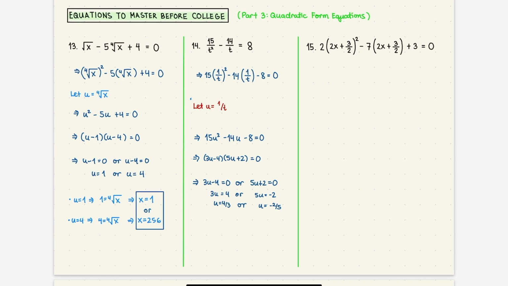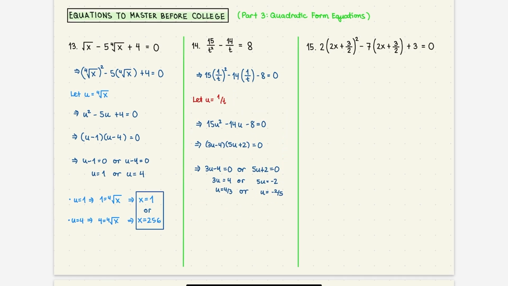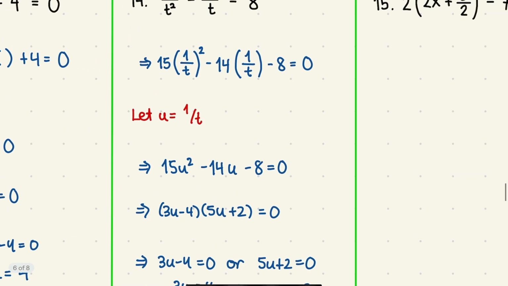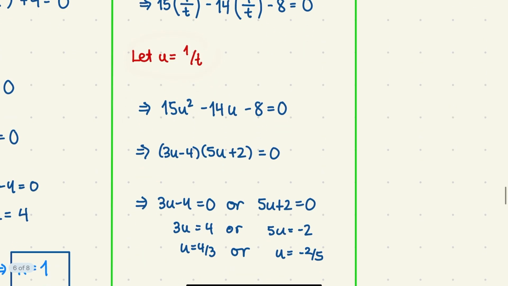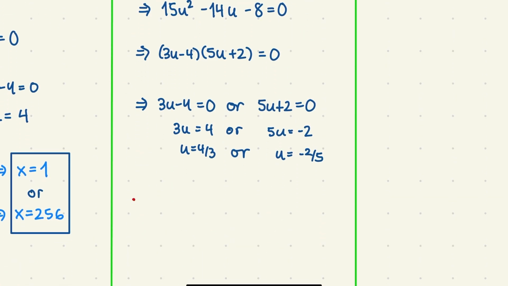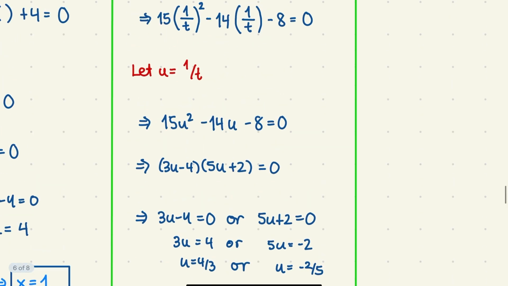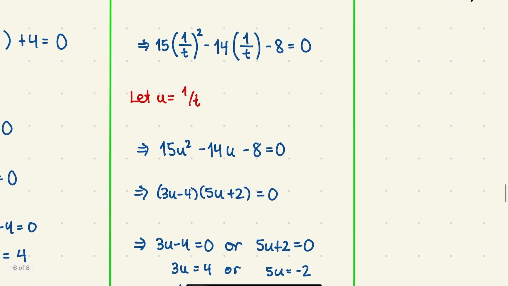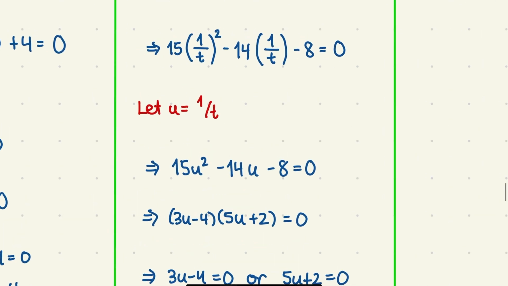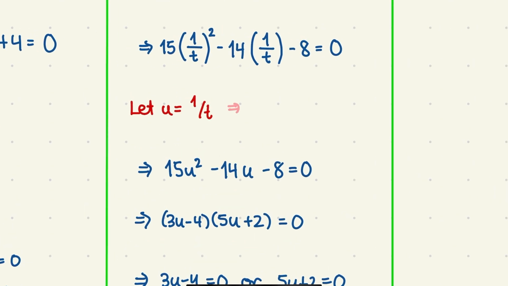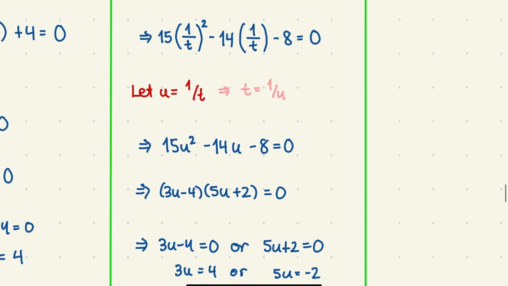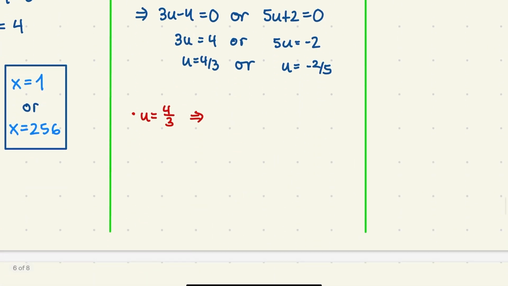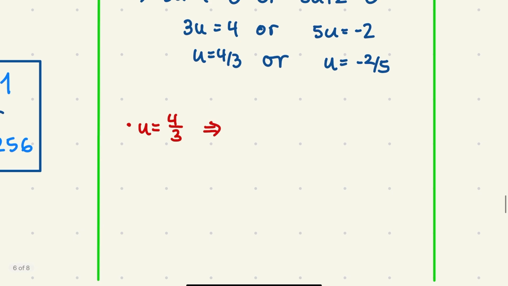Again, we're almost done since we have a bridge towards u and t. So this means that if u is equal to 4/3, then, let's see, how can you visualize this? Well, this one is just the same as t equals 1 over u. It's basically just the reciprocal. So if u is equal to 4 over 3, that means that t equals 3 over 4.